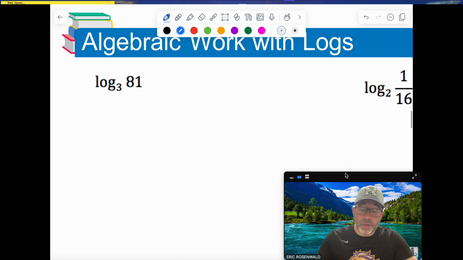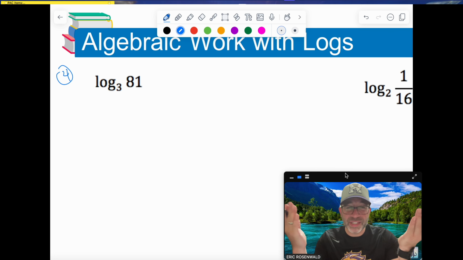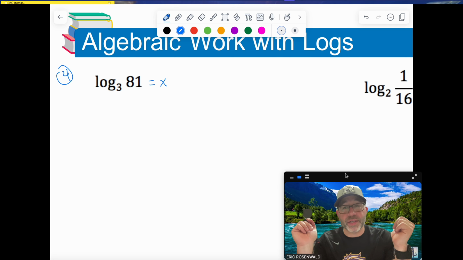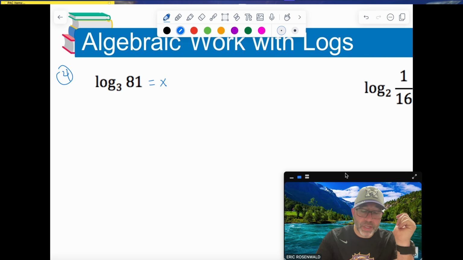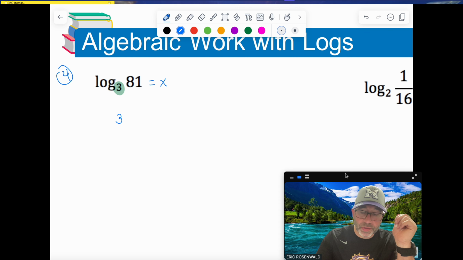So log base 3 of 81, this one's simply going to equal 4. Why is this? Well, when you're looking at log base 3 of 81, you're asking what does it equal? You're saying it equals x. Well, with the conversion, the base stays the base, so we're going to have 3. And then these two will swap places. So this is going to be x, and this is going to equal 81.